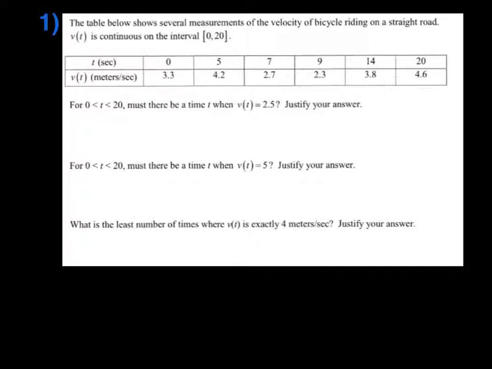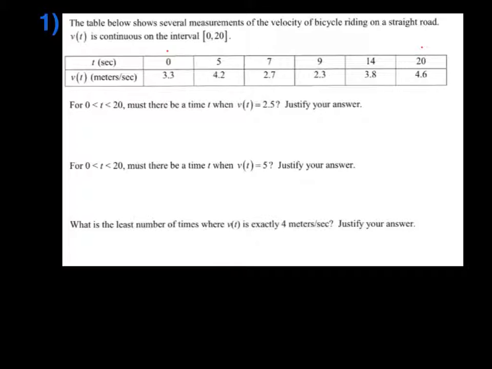Okay, so my x interval is from 0 to 20, and it's saying that v of t, which is the velocity of the bike, is continuous between those x values. For 0 less than t less than 20, must there be a time t when v of t equals 2.5? Justify your answer.